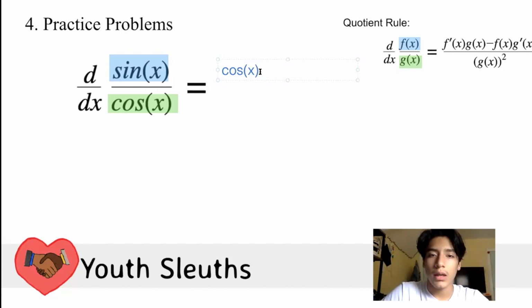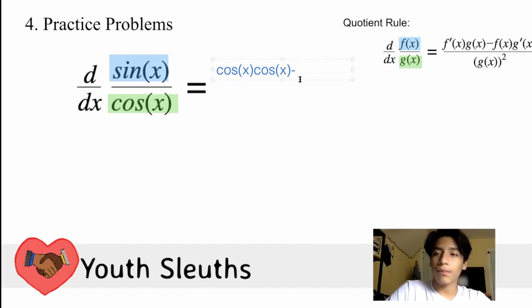Cosine of x. And then we just bring cosine of x again, since g just brings over. And so g of x just brings over, sorry. And now remember, guys, that for the product rule, it's plus, but for quotient rule, we have a minus, right? Don't forget that. And so for f of x, we just bring over the sine of x. And then for g prime of x, remember, it is negative sine of x.